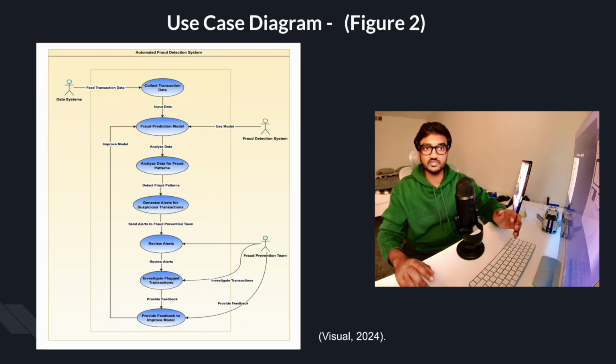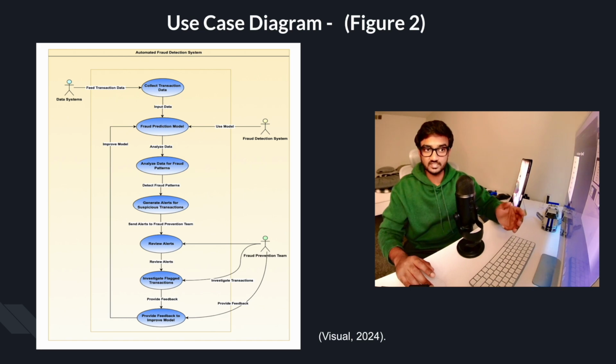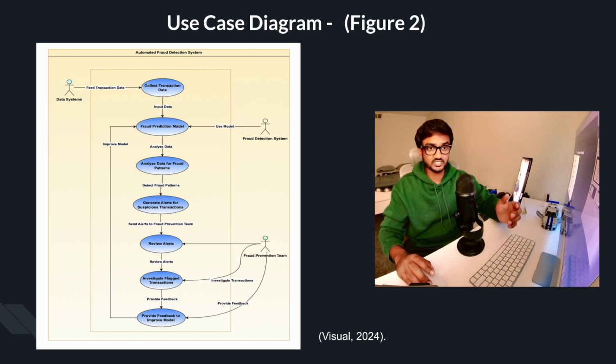The use case diagram provides a high-level overview of the interactions between various actors and the system to manage fraudulent transactions. Primary actors include data systems, fraud detection systems, and fraud prevention team. Key use cases involve feeding transaction data into the system, processing transaction data to predict potential fraud, analyzing data for fraud patterns, and generating alerts for suspicious transactions. This diagram helps in understanding the functional requirements and interactions within the system.